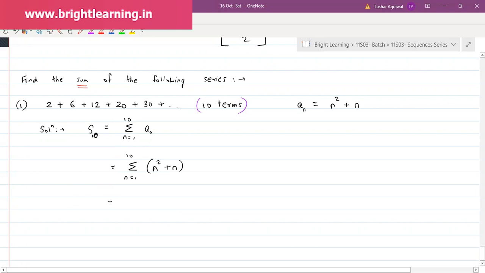Now do I know the properties of summation? Yes, sir, I know the properties of summation. This n square I will add separately, and this n I will add separately, where n varies from 1 to 10. Got it?